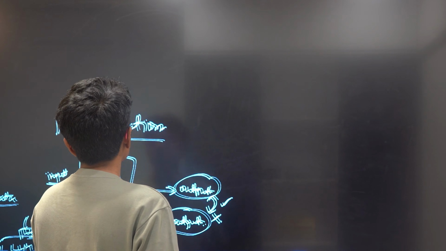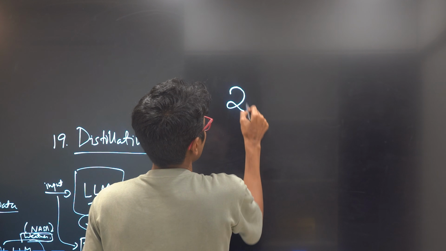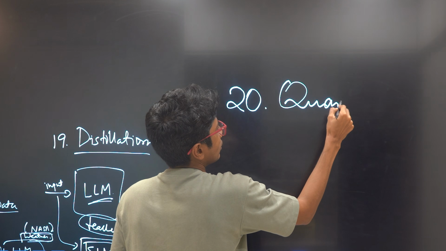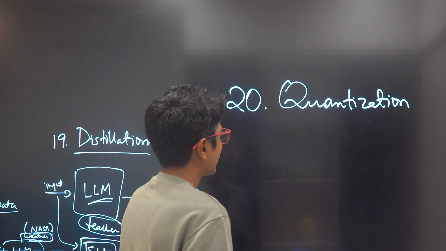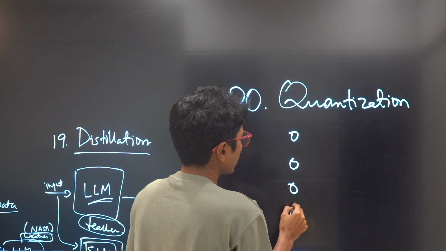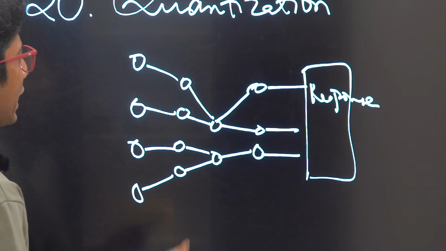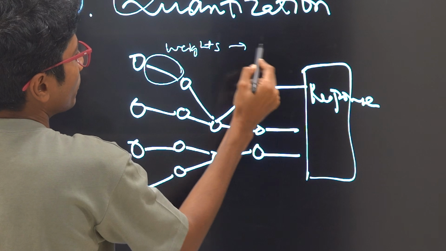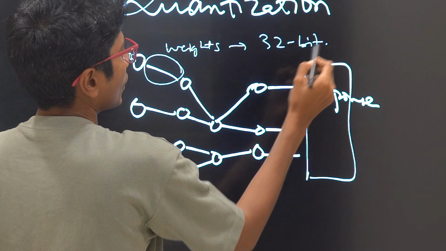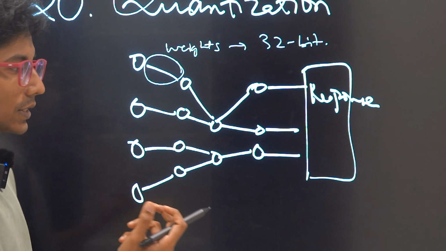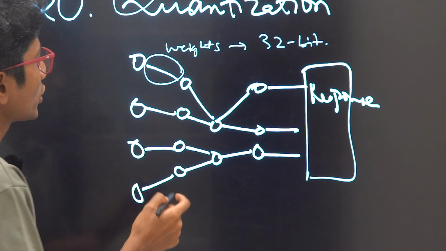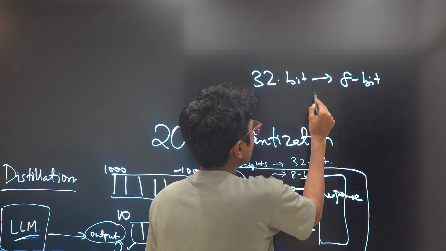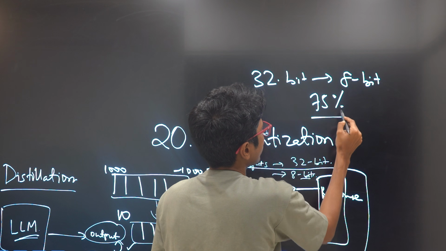Distilled models take us to the last term that you really should know if you're an AI engineer, and that is quantization. Here the idea is that you have neural networks. Each of these weights is basically a number, let's say a 32-bit number. What if you could take these weights and condense that information into 8 bits? Then 75% of your memory is expected to be saved.